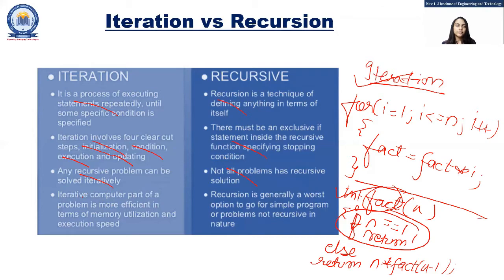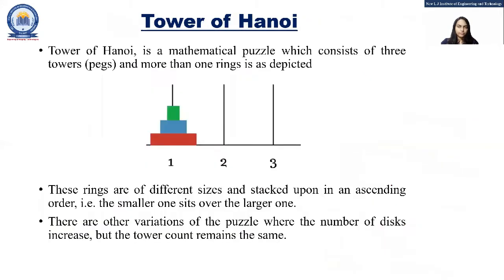Next, the iterative approach to a problem is more efficient in terms of memory utilization and speed. And recursion, even for a simple problem, can sometimes get quite complex. Even though the size of the program is smaller in recursion, iteration is a bit easier to understand, right? So these are the differences between iteration and recursion.